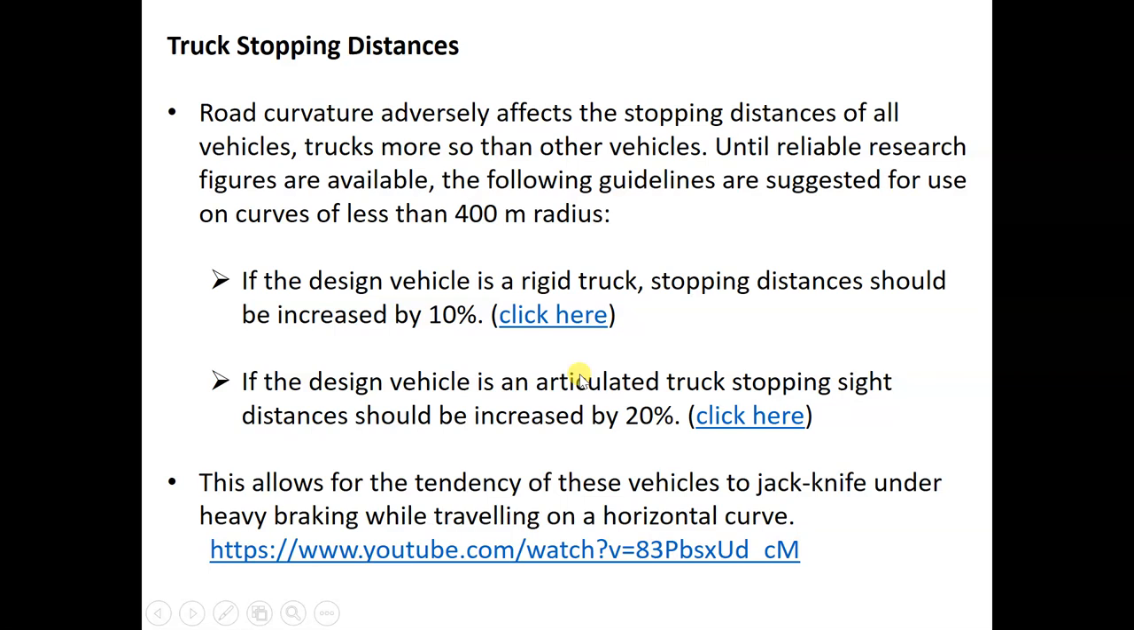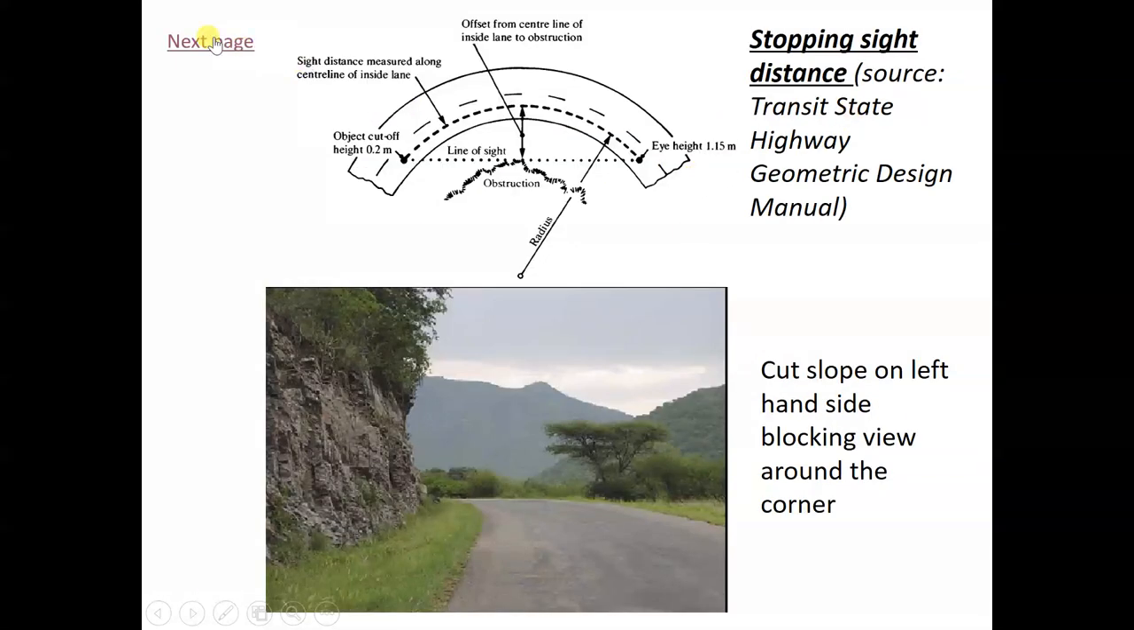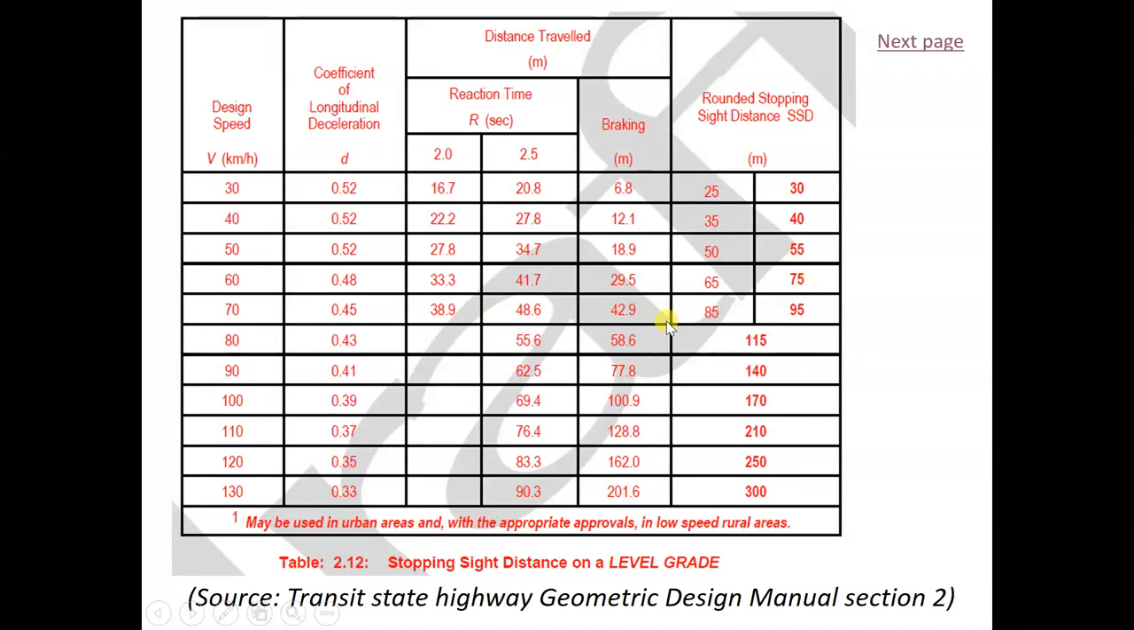So there's some guideline: if there's a lot of trucks, you probably have to take them into account. We need to increase the stopping sight distance, because a truck takes a longer time to stop than a motor vehicle. If the design vehicle is a rigid truck, the stopping distance should be increased by 10%. So whatever it is, let's say 80, 115, if it's a rigid truck, you have to increase it by 10%.